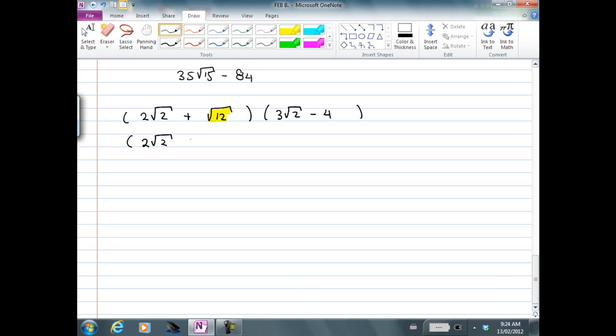2 root 2 plus, this becomes 2 root 3, times 3 root 2 minus 4. Now, a lot of you got stuck because you forgot how to FOIL this out. Remember, to FOIL this out, we take this first one and multiply it with all the second stuff. So go ahead if you haven't done this right now. I take 2 root 2 minus 4 times 2 root 2.